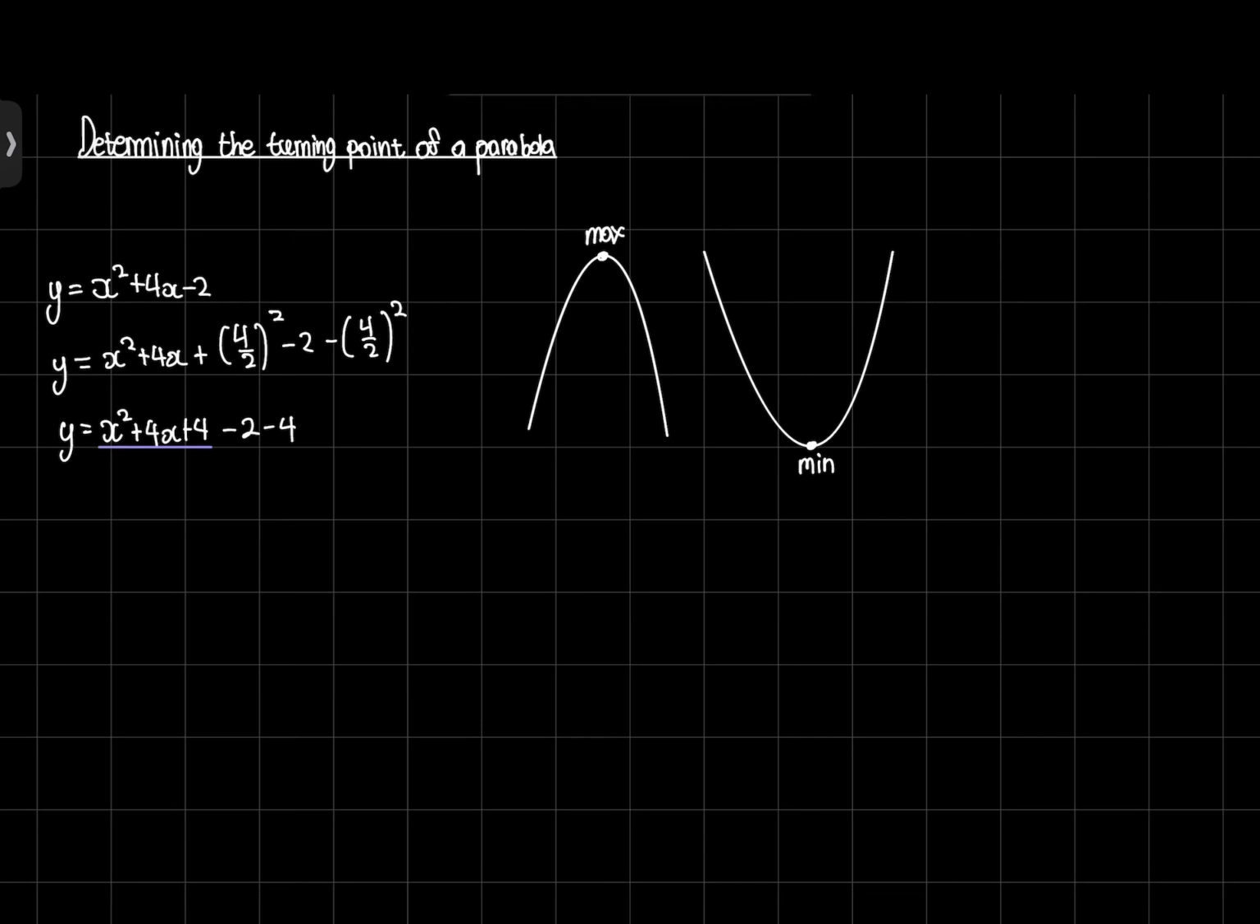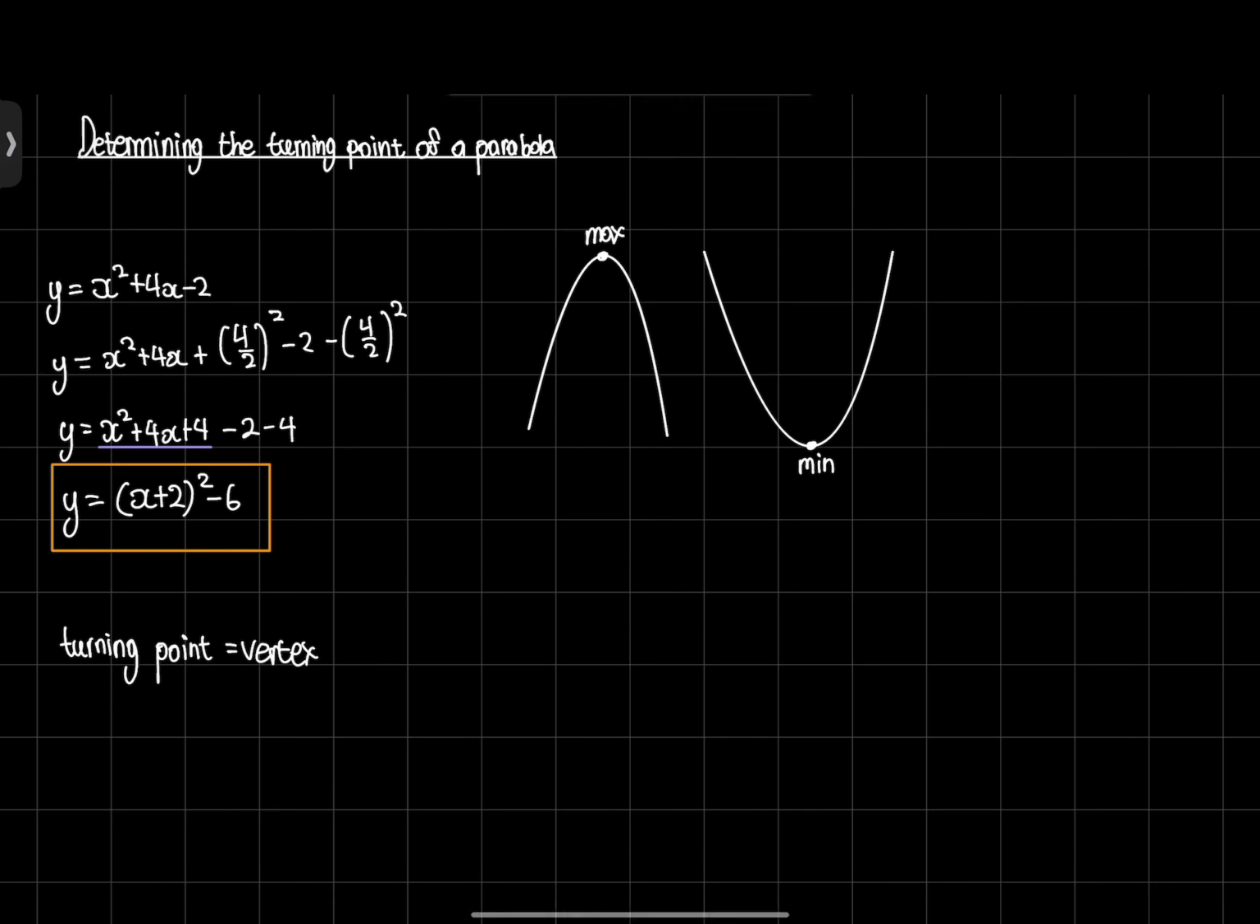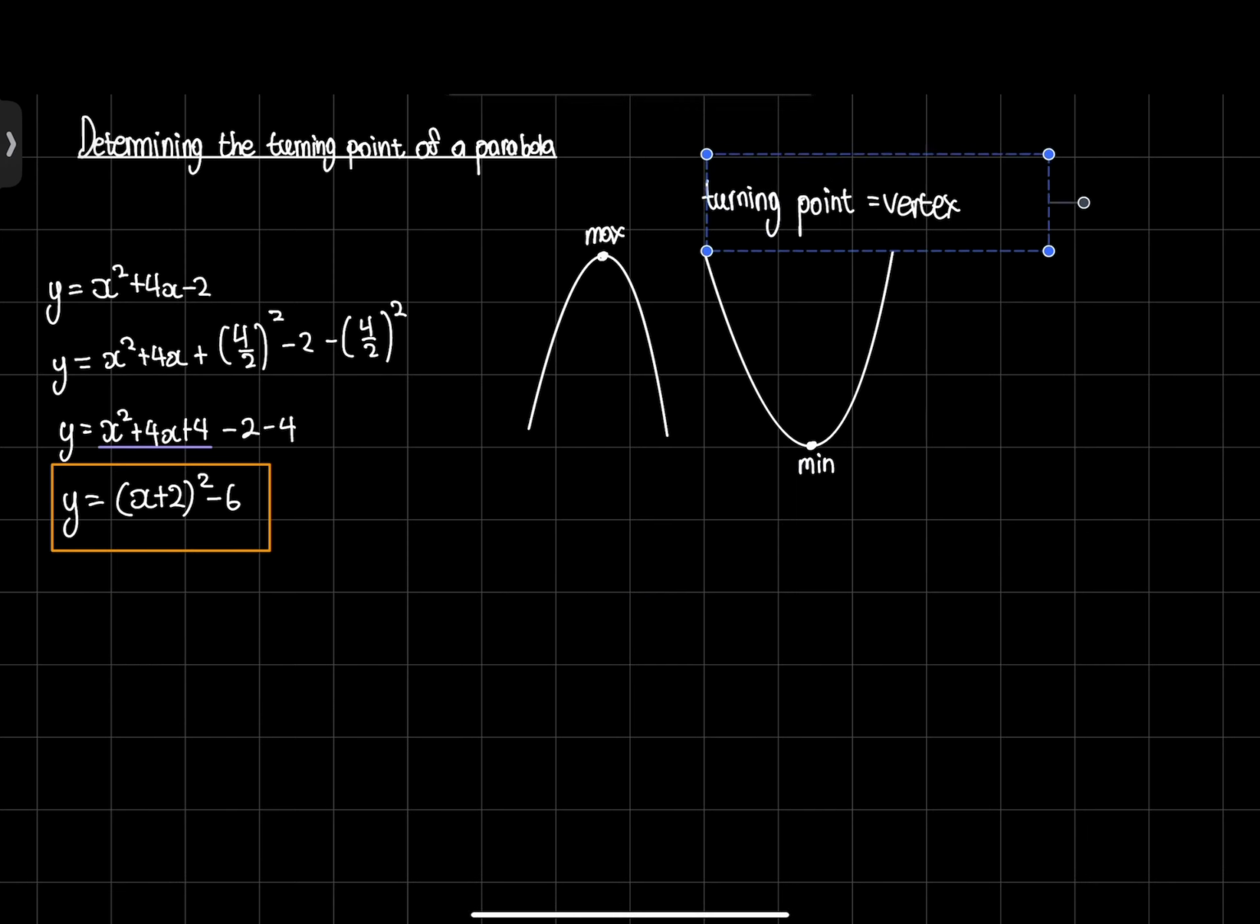Anyway, since this stuff highlighted in purple is a perfect square, we can factor this as y is equal to bracket x plus 2 squared minus 6. And this is the equation I'm going to try and find the turning point from. Some people call the turning point the vertex, this is how I learned it actually, and that also works. It's the same thing, so just wanted to get that clear.